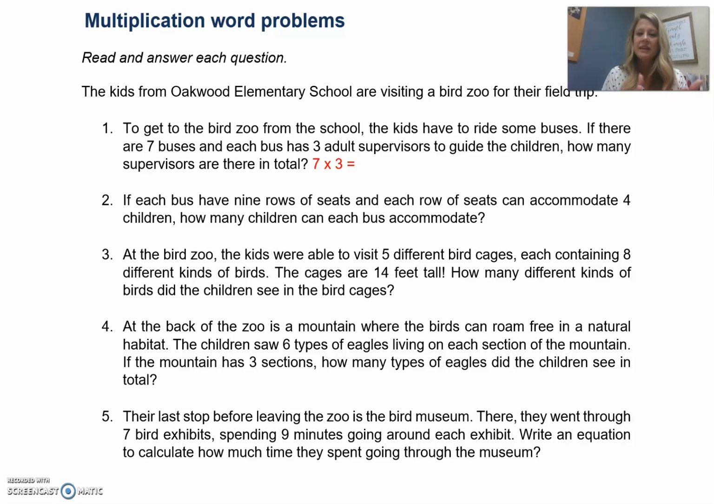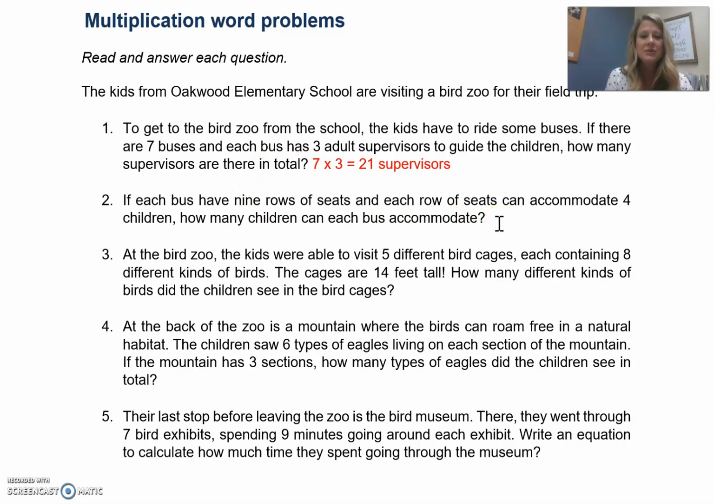And either thinking about repeated addition of 7 plus 7 plus 7, or using our multiplication facts, what do we know 7 times 3 is? It's 21, right? Very good. So there are 21 supervisors to help guide these children as they take their trip to the bird zoo.